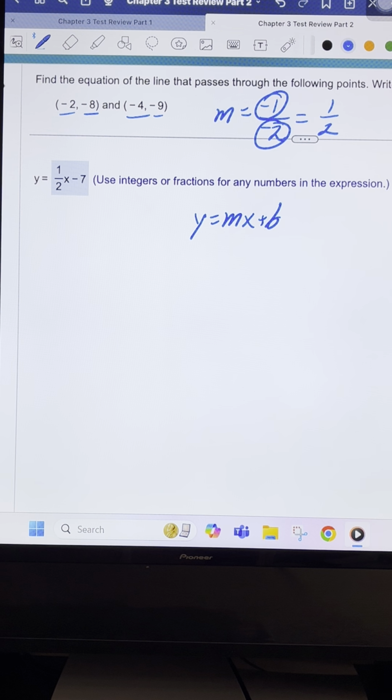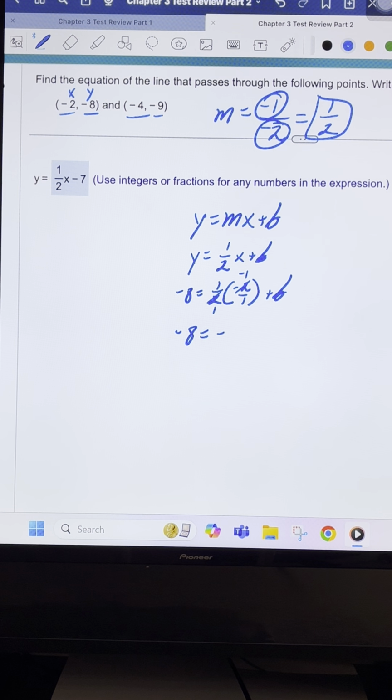What is negative 4 minus negative 2? That is negative 2. Well, negative 1 over negative 2 is just positive 1 over 2. So I have y equals 1/2 x plus b. Which points do you want to use? Let's use the first one this time. So let's let this be x and this be y. So I'm going to have negative 8 equals 1/2 times negative 2 over 1 plus b.